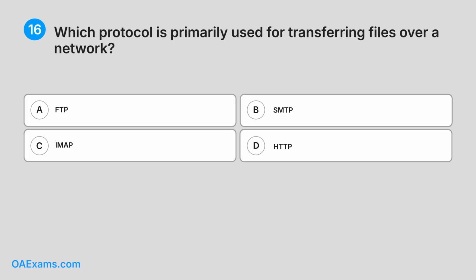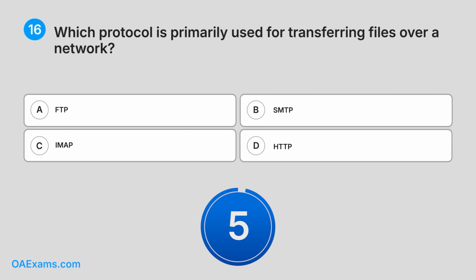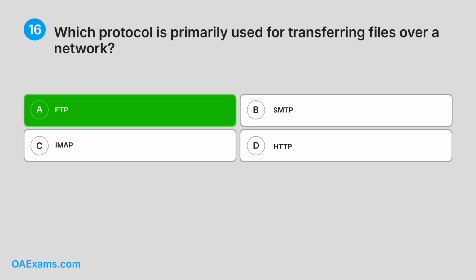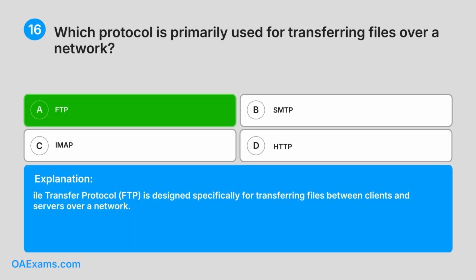A. FTP. B. SMTP. C. IMAP. D. HTTP. Do you know the answer? Correct answer. A. FTP. Explanation. File Transfer Protocol, FTP, is designed specifically for transferring files between clients and servers over a network.